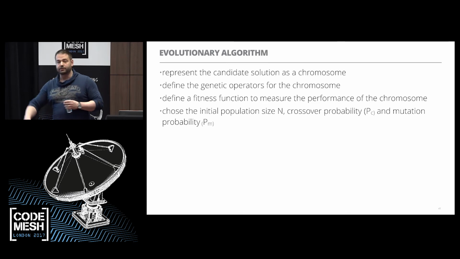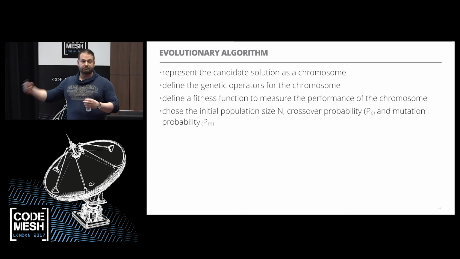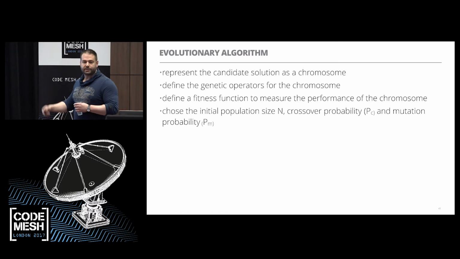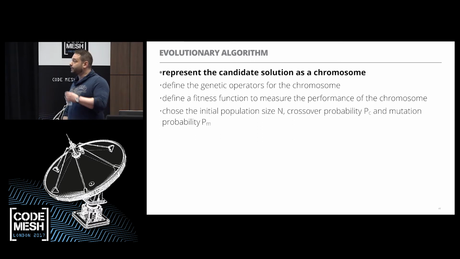So now let's go back to our genetic algorithm, right? Because what does it mean to generate that network using evolutionary computation? So we go back to our checklist. So first, again, we need to represent the candidate solution as a chromosome.